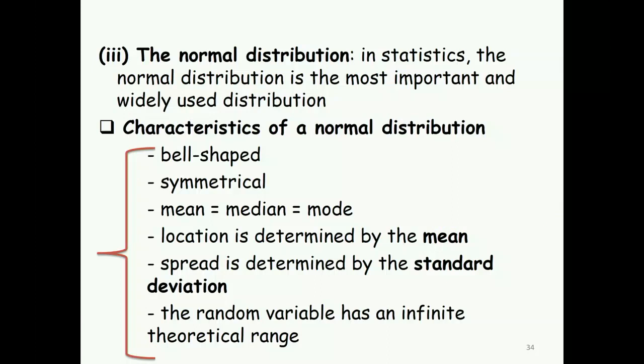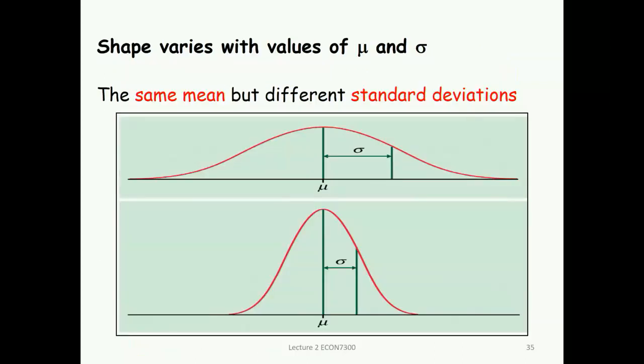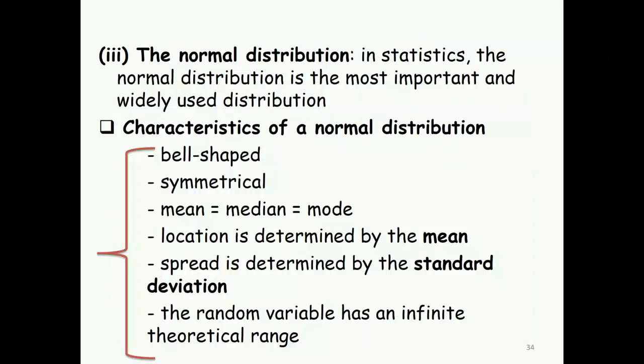So let me say something about this one before we go to a break. The normal distribution is bell-shaped, symmetrical, 50% half, 50% half, mean equals median equals mode. The location is determined by the mean. If you have a normal distribution, this is the location. The width is determined by the standard deviation, the spread. We have different normal distributions. The spread is determined by the standard deviation, and the location is determined by the mean.